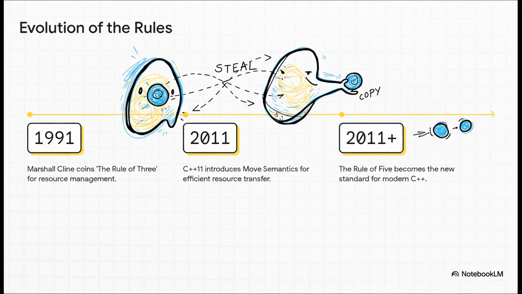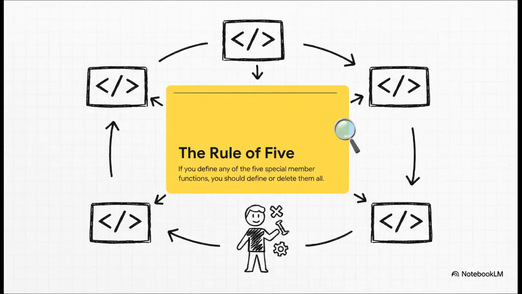It's less like cloning a resource and more like, well, stealing it from an object that doesn't need it anymore. It's way, way faster. And this powerful new feature led directly to the rule of 5. It's pretty much a straightforward expansion. The rule says if you're managing a resource yourself and you define any of the 5 special member functions, you should probably take care of all 5, either by defining them or by explicitly deleting them.